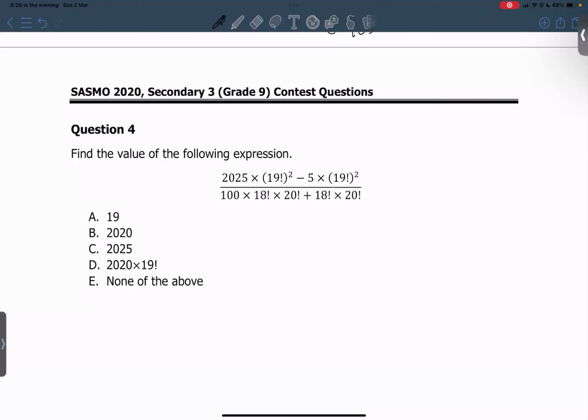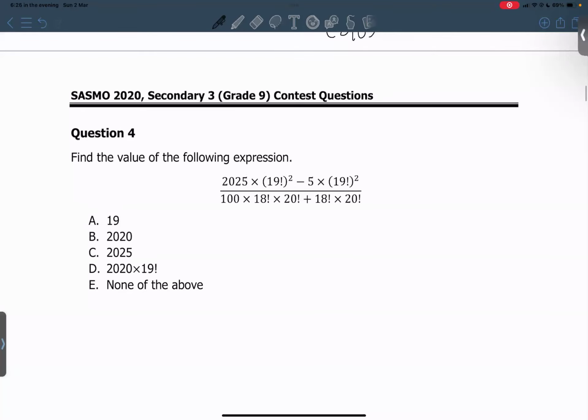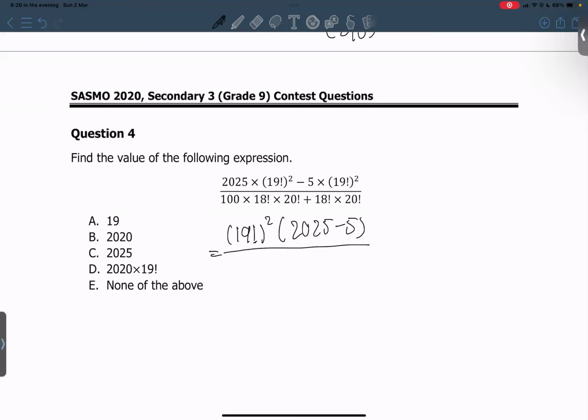Okay, thank you very much for reading it for us. So we can start to solve the question now. In the numerator, you can see there's 19 factorial squared in both expressions, so you can take out 19 factorial squared as a factor. It's going to equal 19 factorial squared times (2025 minus 5). While in the denominator, there's 18 factorial times 20 factorial on both sides of the addition sign, so you can take it as a factor. It's going to be like this.